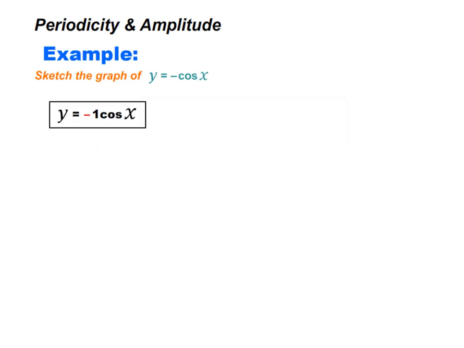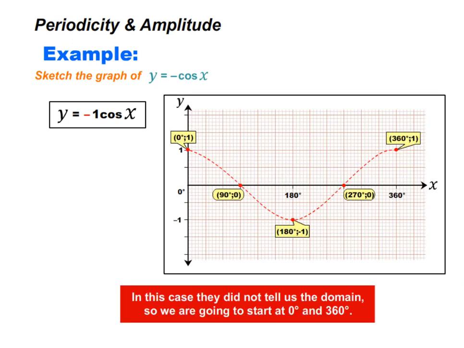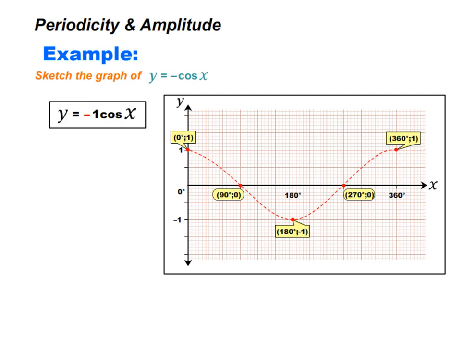Let us quickly draw the graph of y is equal to cos x. This is the graph we know. In this case, they did not tell us the domain, so we are going to start at 0 degrees and end at 360 degrees. Look at the graph of y is equal to cos x. It will cut the x-axis at 90 degrees, which is here. It will also cut the x-axis at x is equal to 270 degrees, which is here.